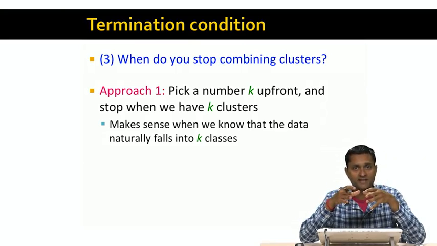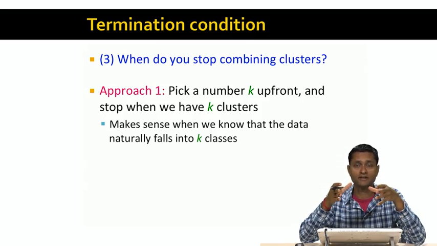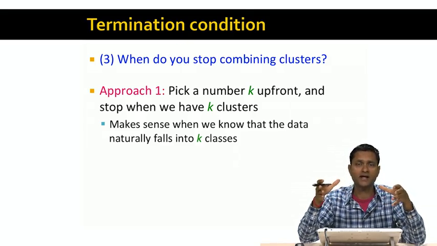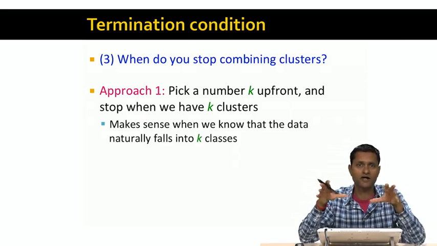Now this approach makes sense when we know upfront that the data falls naturally into k classes. For example, the data might be about galaxies and quasars, and we know that there are naturally two classes, galaxy and quasar, and once we have two clusters, we stop.